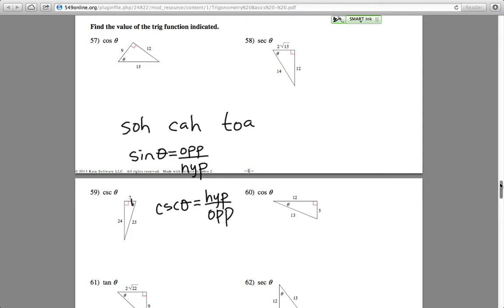So if this is theta right there, which one's the opposite side? The 24. Which one's the hypotenuse? So it's going to be 25 over 24 for the cosecant of theta. Does that make sense? You don't have to do anything other than that. That's all I want you to do for that part.